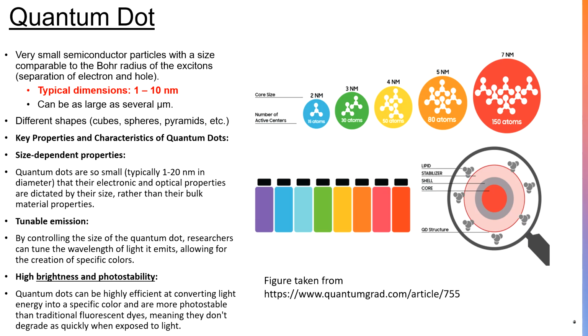And then there is high brightness and photostability. That's what I was pointing out: with displays, now you can see them very clearly in the daytime in the sunlight, and that is where this brightness comes from, based on the emission properties of these nanocrystals or semiconductor quantum dots. Quantum dots can be highly efficient at converting light energy into specific colors and are more stable than traditional fluorescent dyes, meaning they don't degrade as quickly when exposed to light. This is the advantage of these nanocrystals, quantum dots.